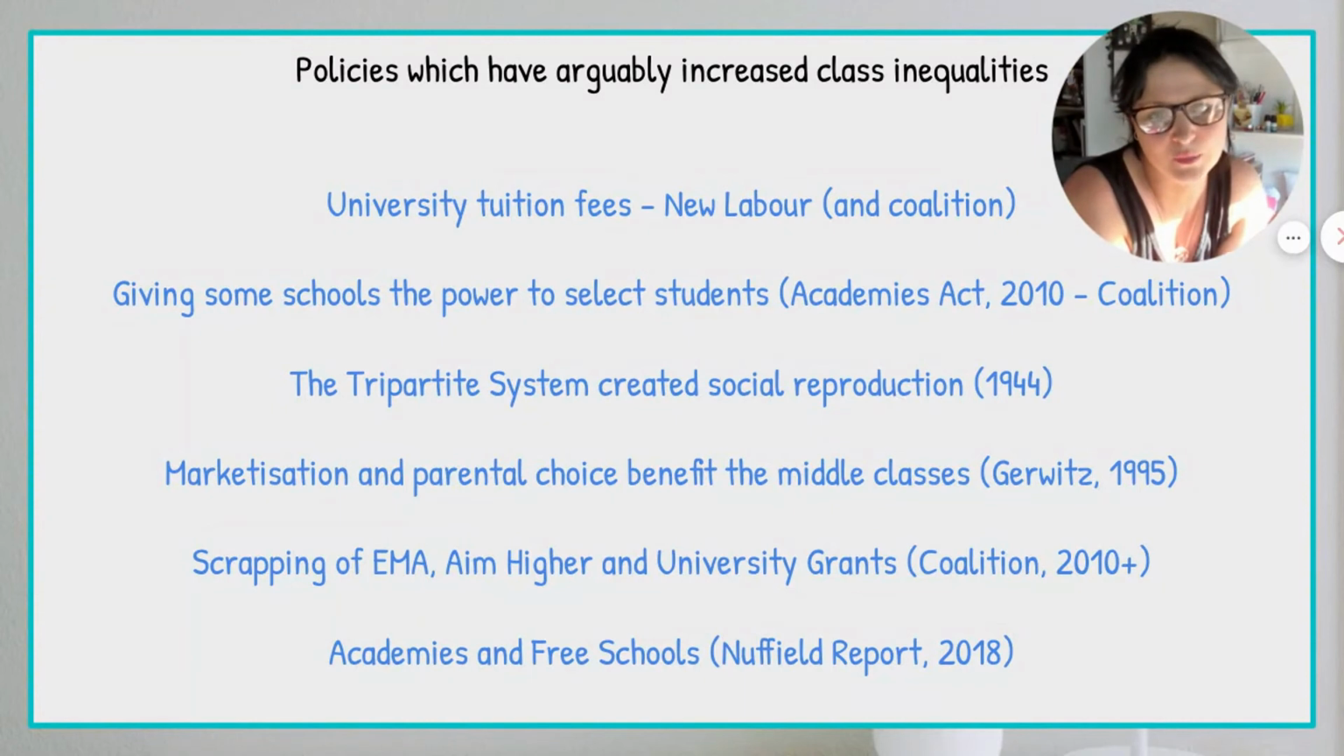And then finally, we've got the academies and free schools policies, bringing those in. And the Nuffield report, that 4-year report with all of those different bits of evidence, really shows that academies and free schools have created big amounts of inequality, as evidenced by the Nuffield report and other studies as well. So maybe pause on this slide if you want to be able to make some more notes.